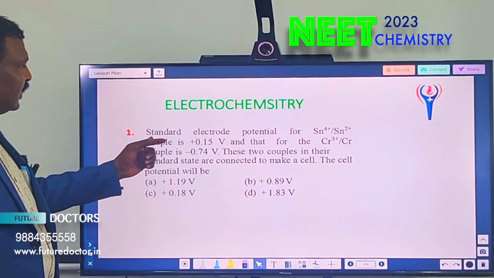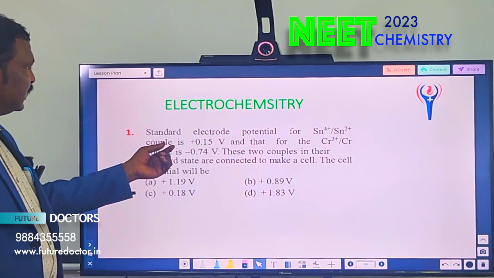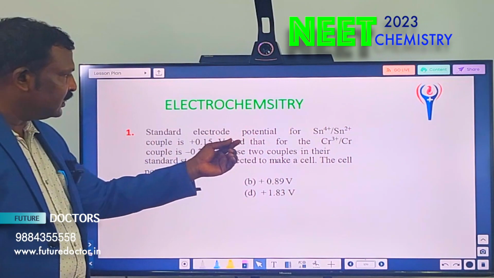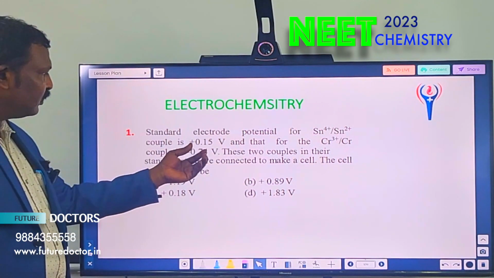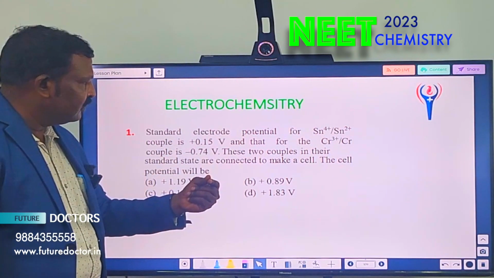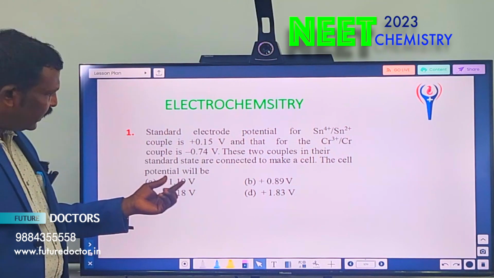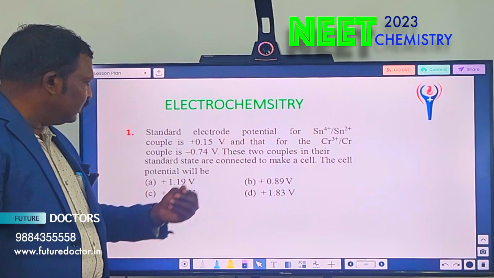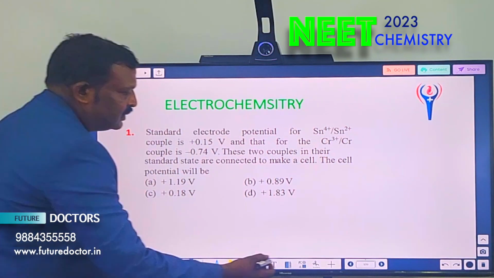The first one: the standard electrode potential for the tin 4 plus to tin 2 plus couple is 0.15 volt, and that for the chromium 3 plus to chromium couple is minus 0.74 volt. These two couples in their standard state are connected to make a cell. The cell potential will be dash. That's the question. Option A plus 1.19 volt. Option B 0.89 volt. Option C 0.18 volt. Option D 1.83 volt.